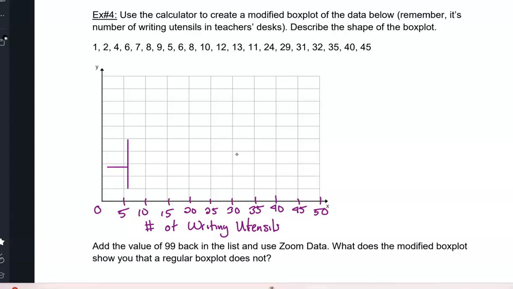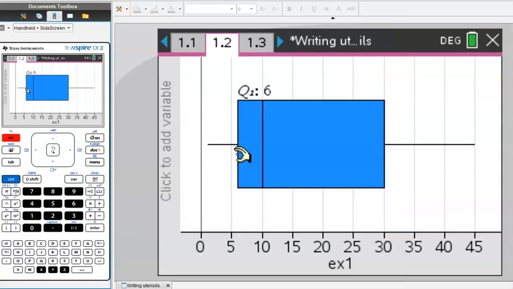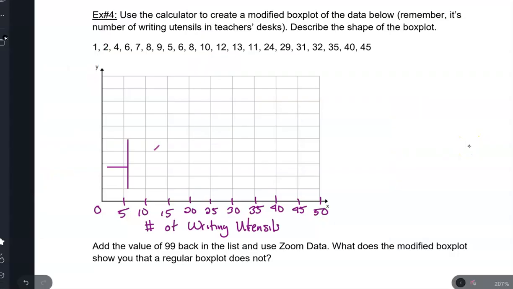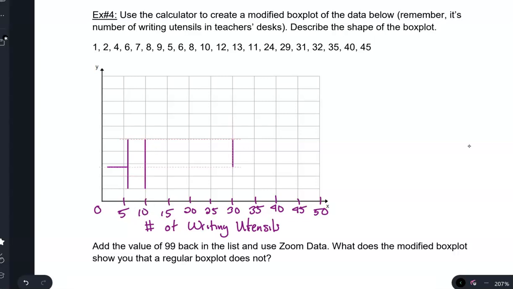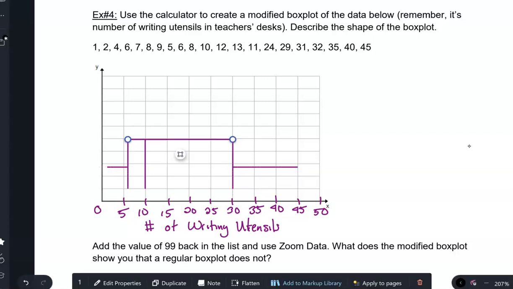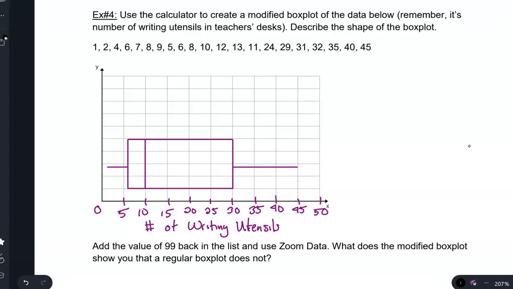You don't have to have that little hash mark at the end if you don't want to, which I'm going to erase. Median is 10. Q3 is 30. Maximum is 45. So 10, 30. And then maximum is 45. And we make our beautiful box plot, which is why I use a ruler. All right, and there we go. That's our beautiful box plot.